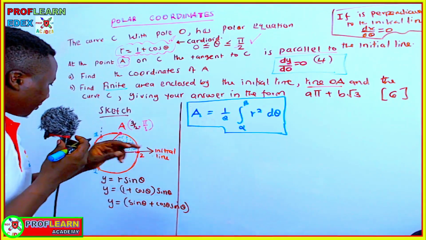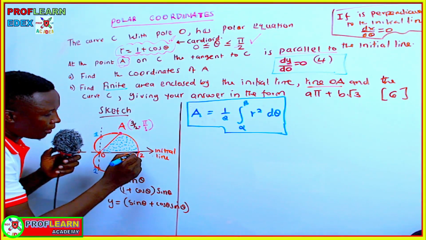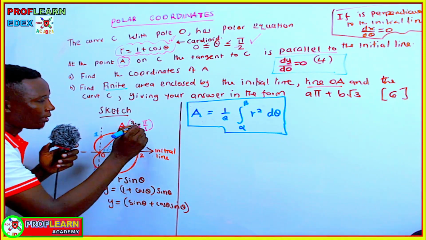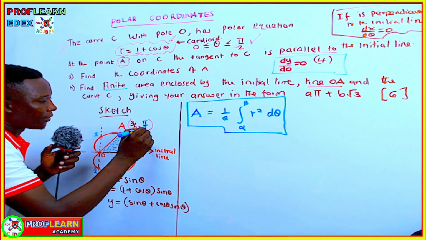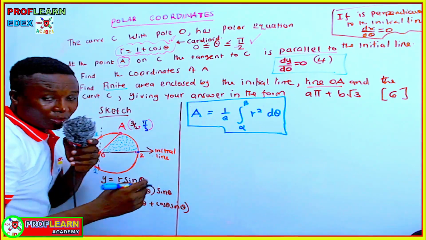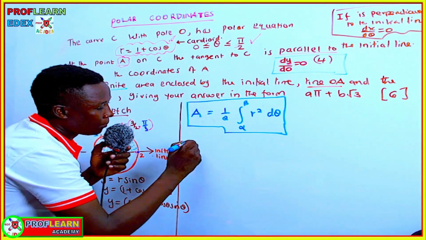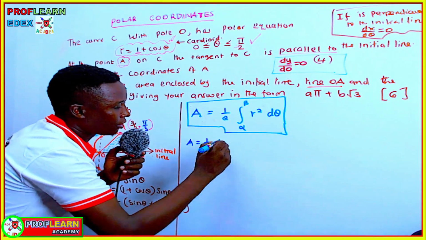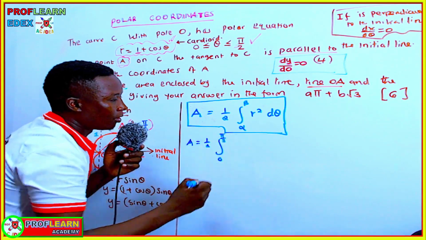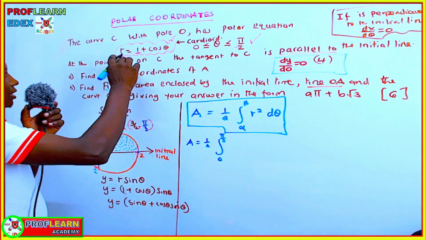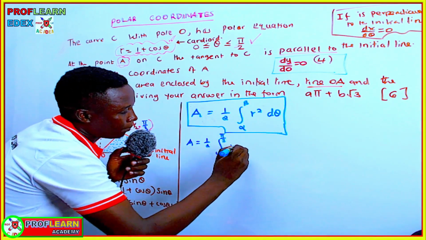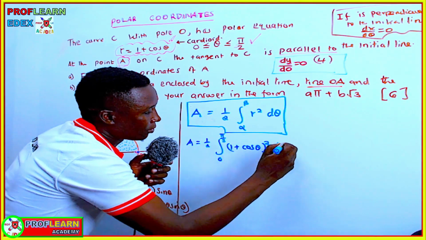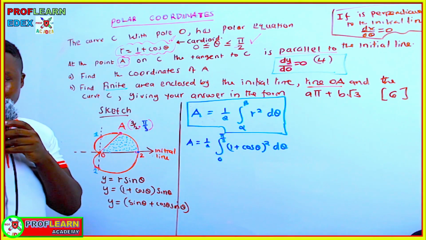Now this curve starts from 0 degrees, increasing up to pi over 3. So our range of integration is going to be from 0 all the way to pi over 3, and our area is going to be a half integral. In that case, our r is going to be 1 plus cos theta. Then we're going to square that and integrate with respect to theta.